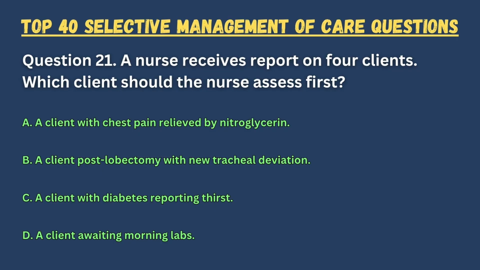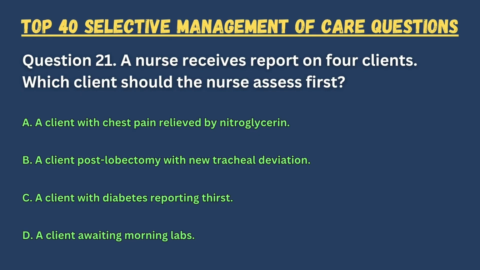Question 21. A nurse receives report on 4 clients. Which client should the nurse assess first? A. A client with chest pain relieved by nitroglycerin. B. A client post-lobectomy with new tracheal deviation. C.